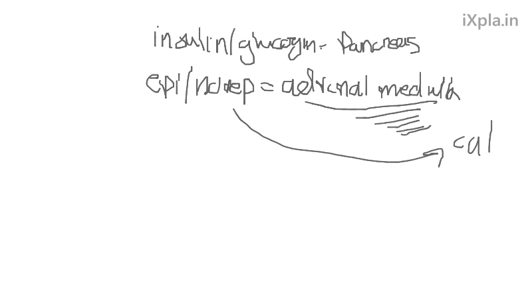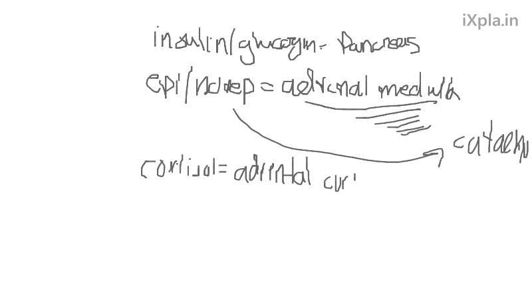I'll again go over that in some other videos. Catecholamines, same thing. Cortisol is released from the adrenal cortex. Please do not miss these simple questions of where they're released. Adrenal cortex versus adrenal medulla.